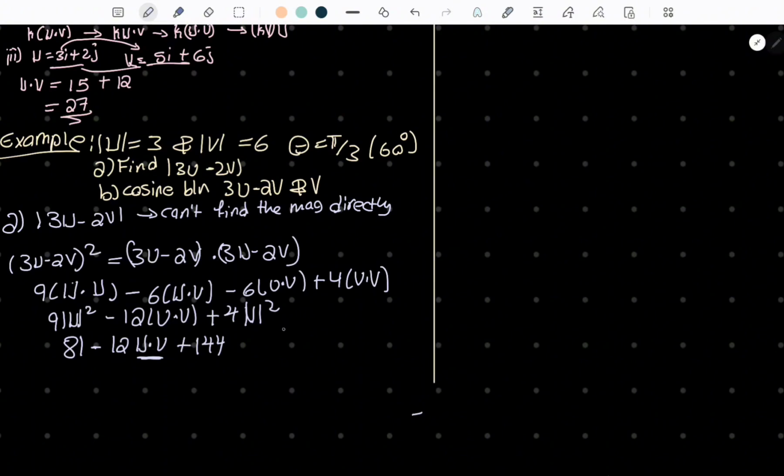So to do that, let's do that really quickly. Magnitude times magnitude, 3 times 6 is going to be 18. 18 times cos theta, cos 60 is 1 over 2, so it's going to be 9.